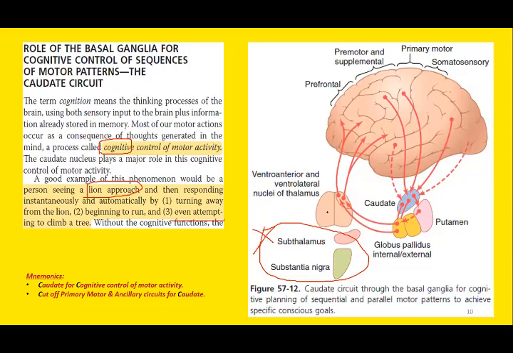Not only is there no role of the ancillary circuit, but there is no role of the primary motor cortex as well. So remember, in caudate circuit, there is no role of primary motor cortex. Instead, you can see the fibers are coming from the premotor and supplementary motor area, and the site of termination is the same as well. Premotor and supplementary motor area as well as the prefrontal area. So no role of primary motor cortex and no role of the ancillary circuit. Rest of the pathway is the same.